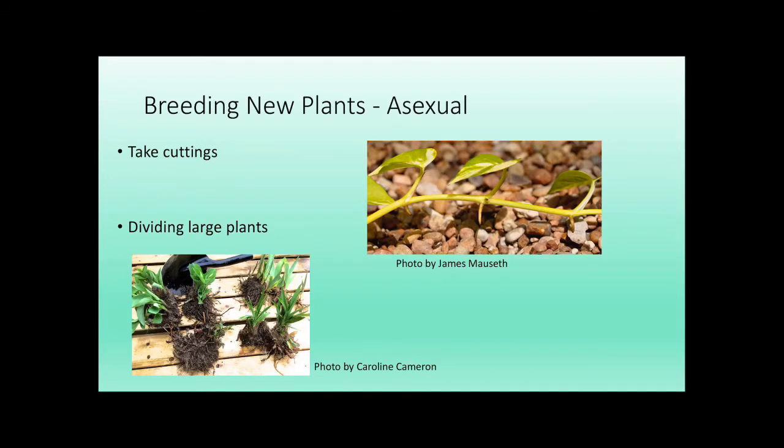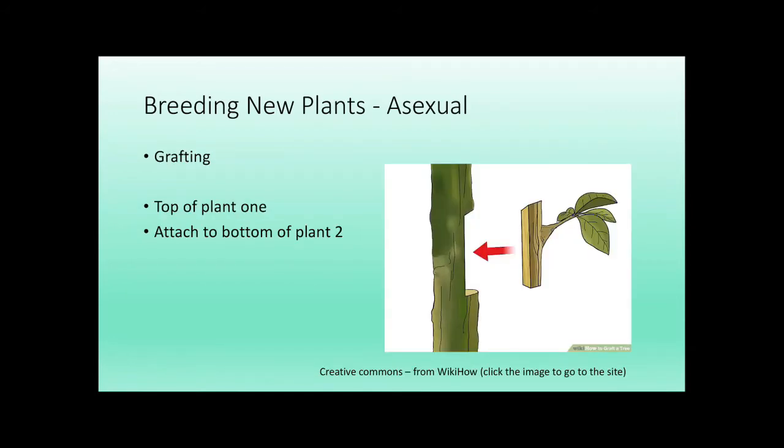All right, so here's a couple of examples. You can divide large plants into smaller segments. You can take cuttings off of things. A lot of people have perhaps taken a houseplant and thrown it into a glass of water to watch the roots grow. So those are all examples of asexual propagation.